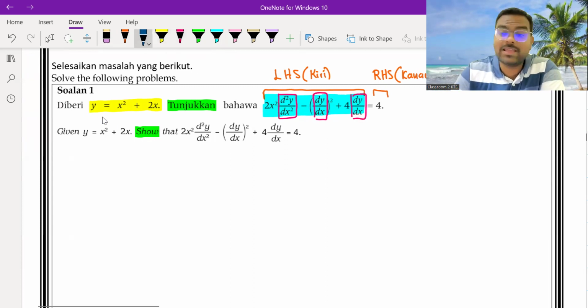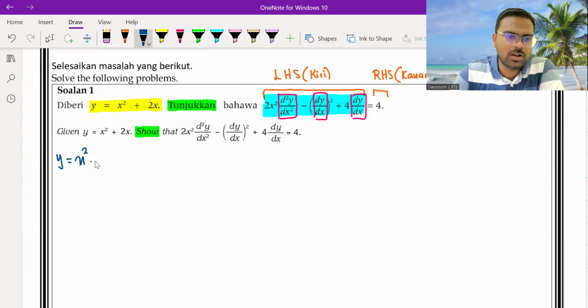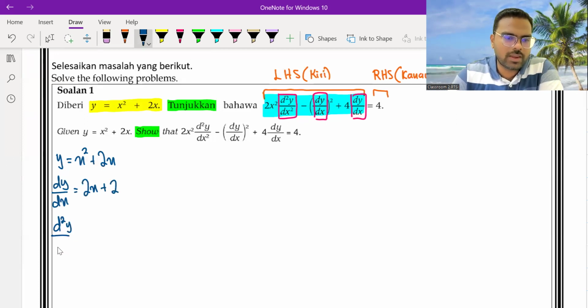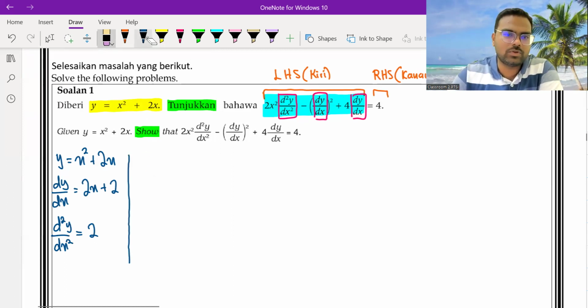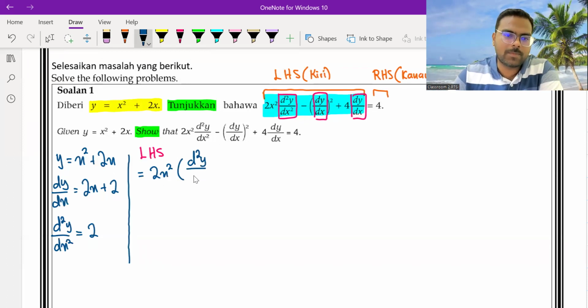So, I'll start dengan the given information, which will be y equal x square plus 2x. Kita differentiate. dy dx will be equivalent to 2x plus 2. So your second derivative will be 2. Right? So, sekarang kita buat jalan kerja kita. Iaitu, better kita tulislah left hand side, to indicate kita start daripada sebelah kiri. So, I'm going to write that left hand side sama dengan 2x square bracket. Tak apa, tak perlu nak malas. Kita salin balik soalan sebelum kita gantikan. Minus dy over dx square plus 4.